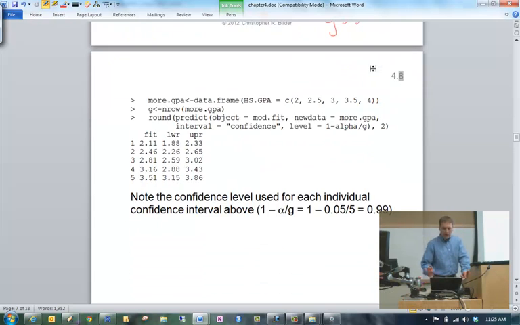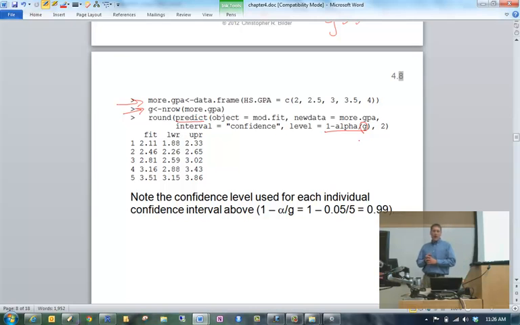So what I can do is simply create a data frame that puts the high school GPAs in there. I find G. I could have just said G gets 5. Instead, I said G gets the number of rows of more.GPA. And then use the predict function as what we've done before. The key part there is the confidence level. Use 1 minus alpha divided by g instead.